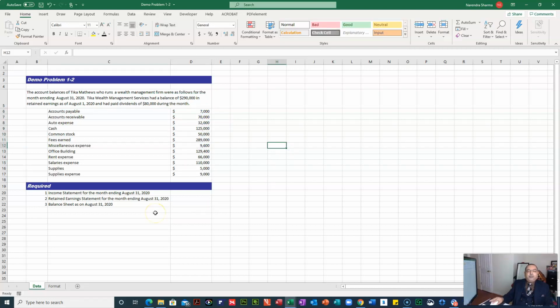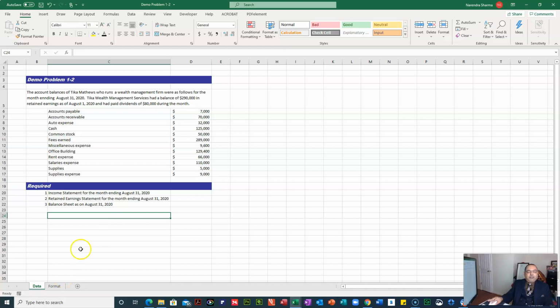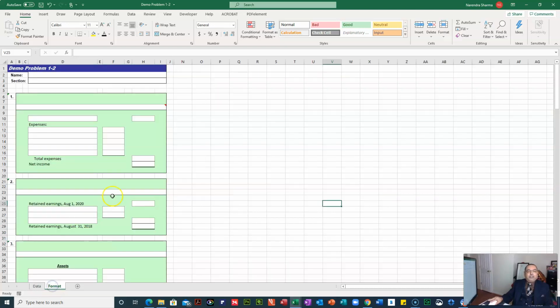Now, what we are going to do is use the format that I have developed to prepare the financial statements. You can develop a similar kind of format or any format that you would like. There is no hard and fast rule, but I'll be talking over the formatting, how to go about it. Now let's start with the solution.